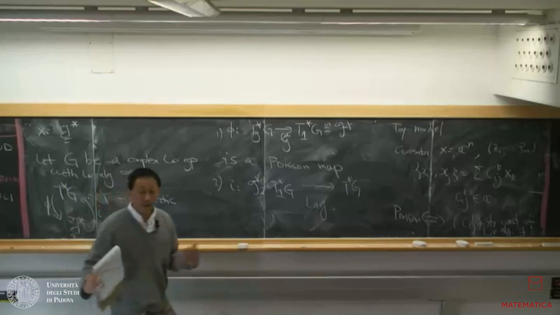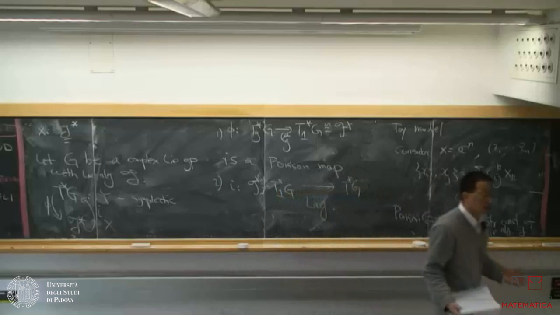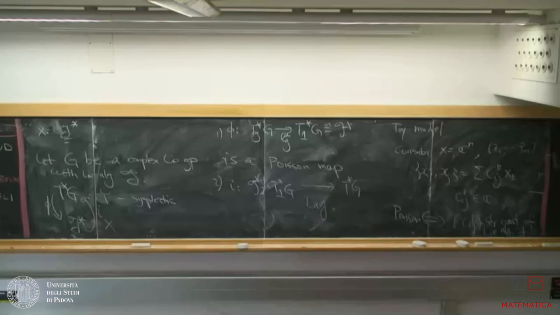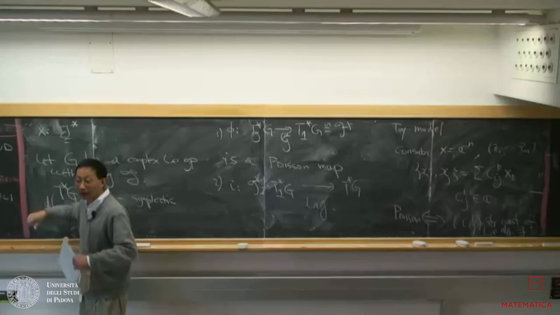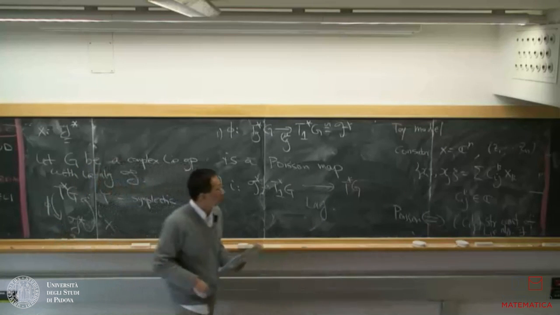So hopefully this example gave you some kind of flavor. If I put a non-trivial bracket on X, what will Y look like? It goes into kind of a territory of groups in some sense. All right.